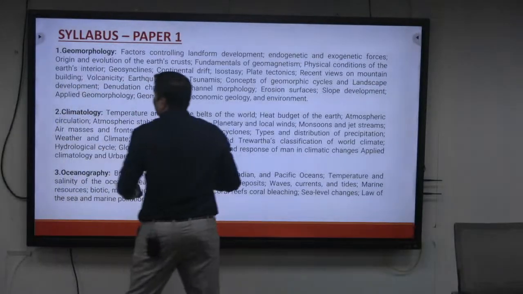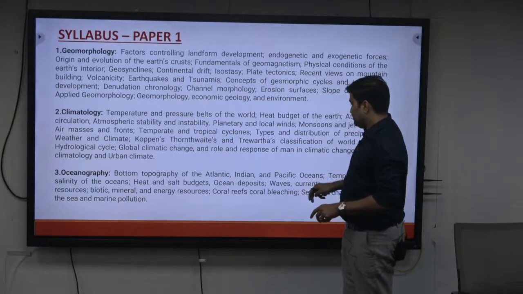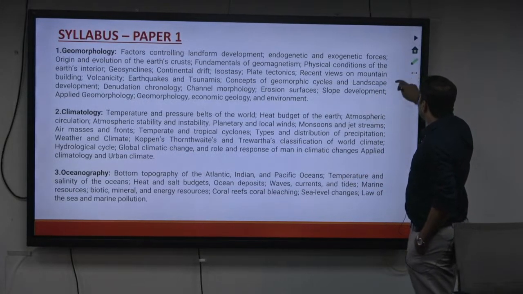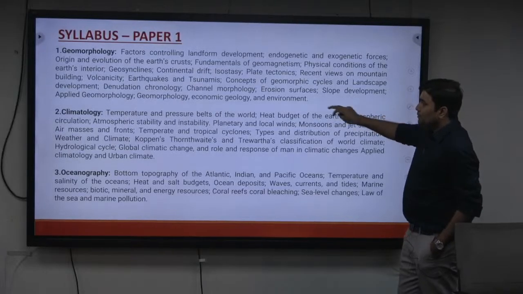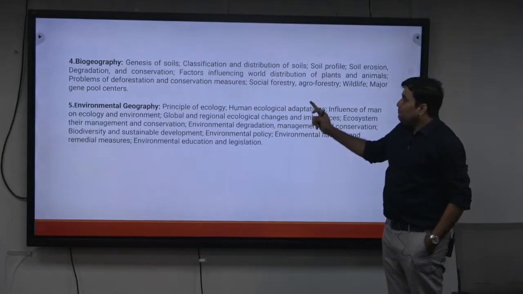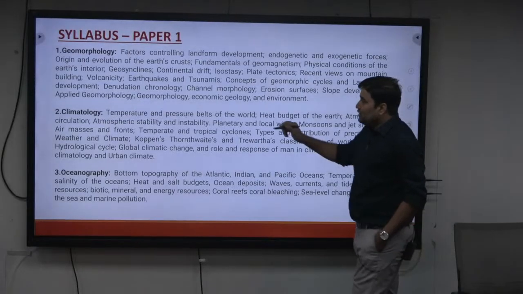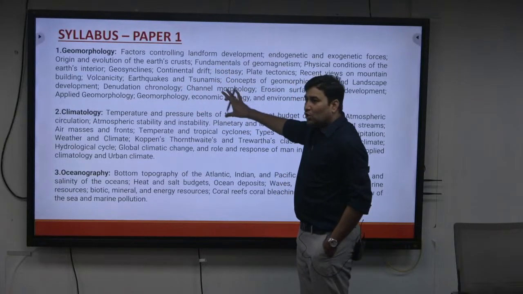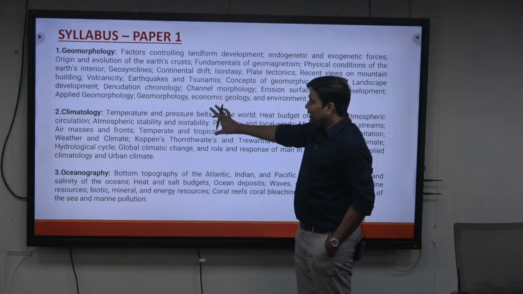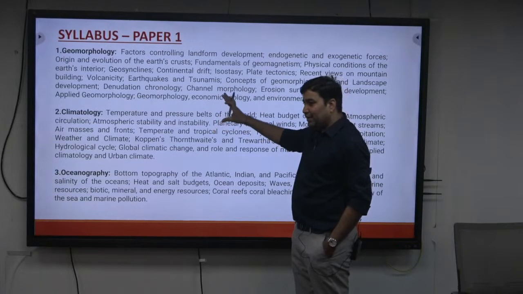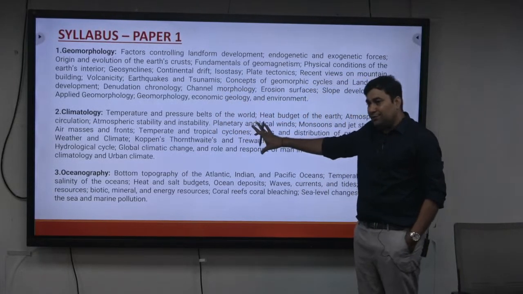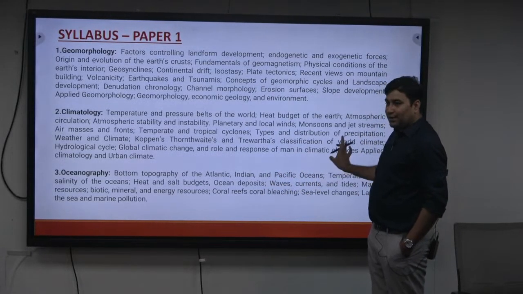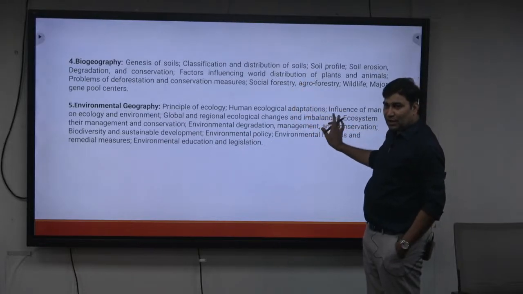Now here, if you just see, this is the syllabus of paper 1: geomorphology, climatology, oceanography, biogeography and environmental geography. There are factors controlling landform development, continental drift theory, earthquake, volcanicity, etc. All these things we are going to study here, landforms and so on. In climatology, as I mentioned, cyclones and heat budget, etc., and the different thinkers. Similarly, ocean bottom topography, ocean relief features and minerals. Correct? Similarly, biogeography, environmental geography. I hope you got it.